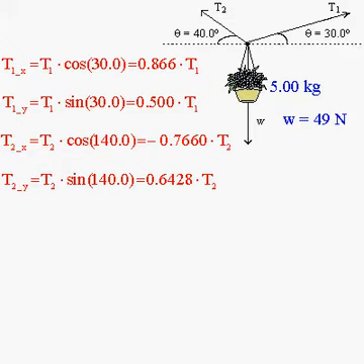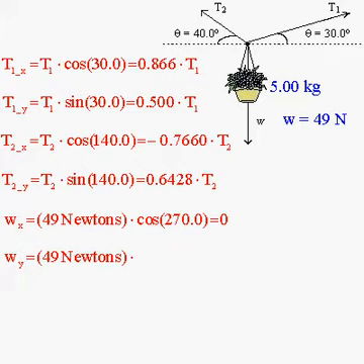What are its x and y components? Well, the weight's pulling straight down, so its angle is 270.0 degrees. So the x component of the weight is the magnitude, 49 newtons, times the cosine of 270.0 degrees. That turns out to be 0. The y component is the magnitude, 49 newtons, times the sine of 270.0 degrees, and that turns out to be negative 49 newtons. Okay, now we have the x and y components for all of our force vectors.